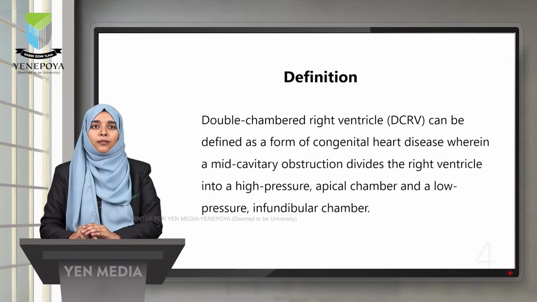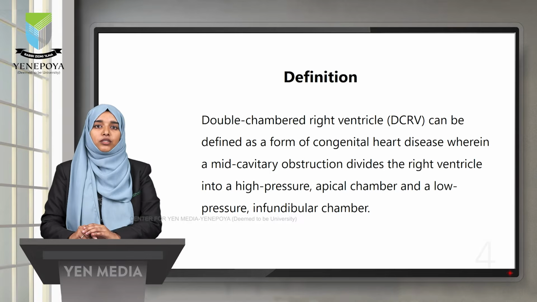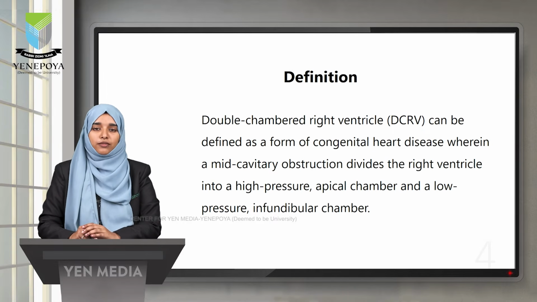By definition, double chambered right ventricle or DCRV can be defined as a form of congenital heart disease wherein a mid-cavity obstruction divides the right ventricle into a high pressure apical and a low pressure infundibular chamber.